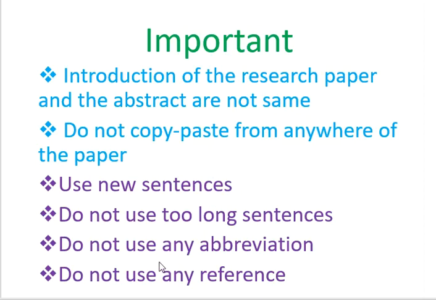And do not use any abbreviation. That is also important. Don't use any abbreviated word. Always explain. Use the whole form of the word. And of course, do not use any reference. An abstract does not have any reference. So do not just state what you have found or done in your research. Do not refer to any article or any other research or any other sources that you have used in your research paper.